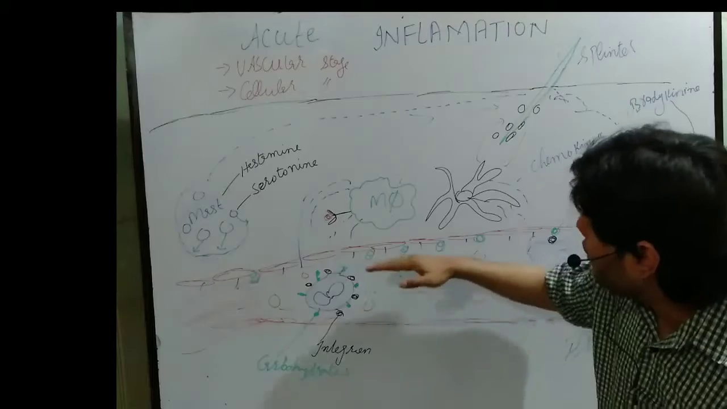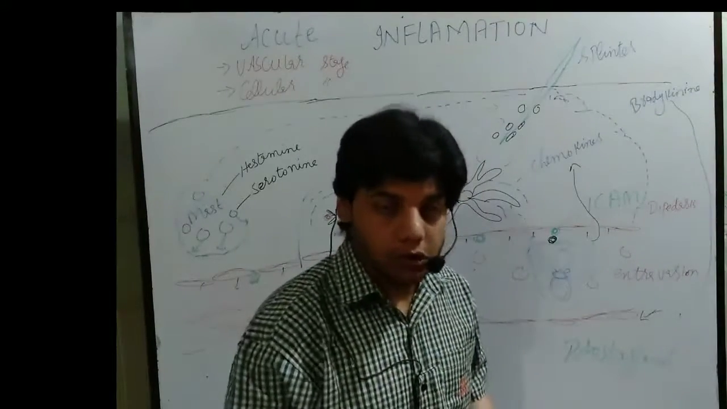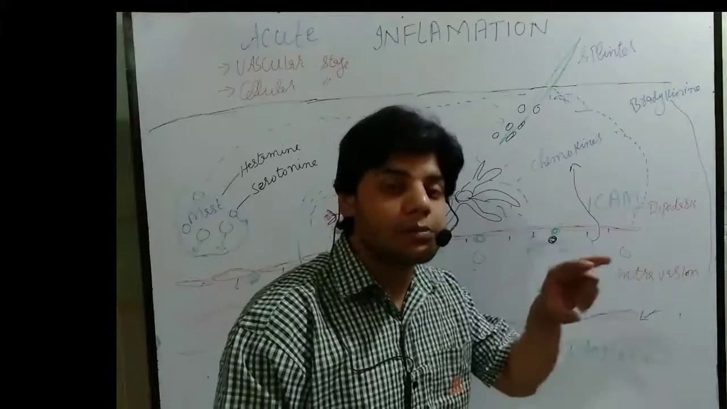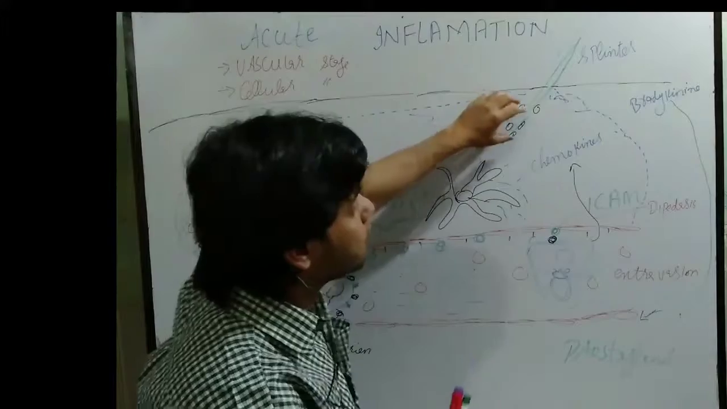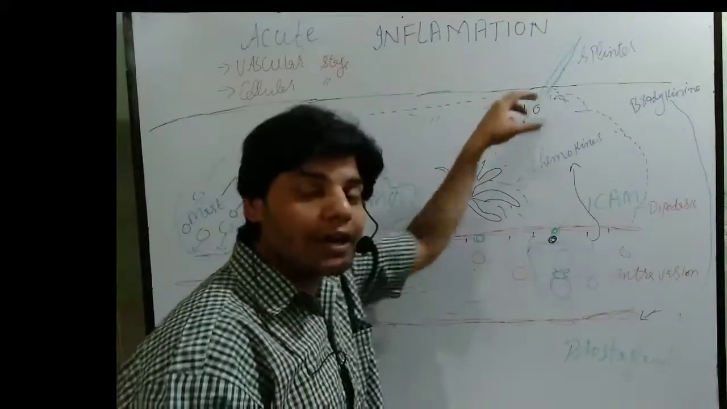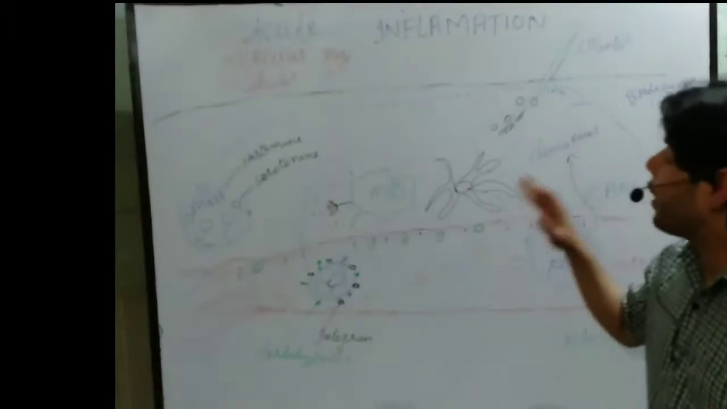They emigrate to this infected area and perform the phagocytosis process. Okay, so after the emigration, the next stage is phagocytosis. In phagocytosis, they will eat or engulf each of the bacteria. Now after that, third we have exudation.